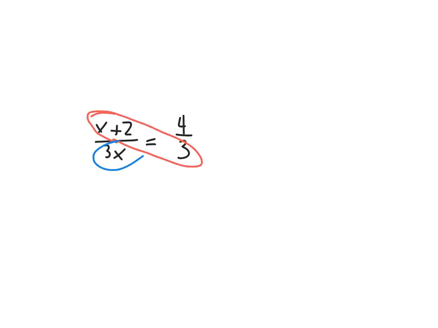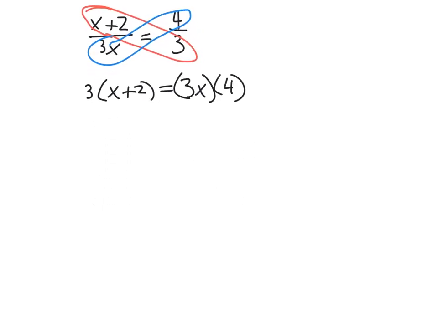We have a fraction equaling another fraction. So that means, again, we can use that cross products method. And the cross products method, so what do we have? We have x plus 2 over 3x is equal to 4 over 3. And the cross products say that this is going to equal this. And so that means you're going to have 3 times x plus 2 is equal to 3x times 4.